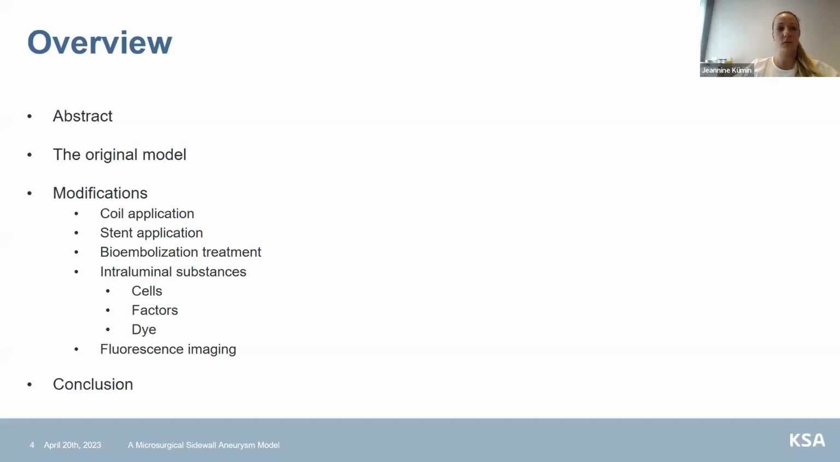So we will start with a short abstract, then I will shortly present to you the original model before we come to all the modifications with coil application, stent application, bioembolization treatments, and also the application of intraluminal substances, as well as the fluorescence imaging at the end.